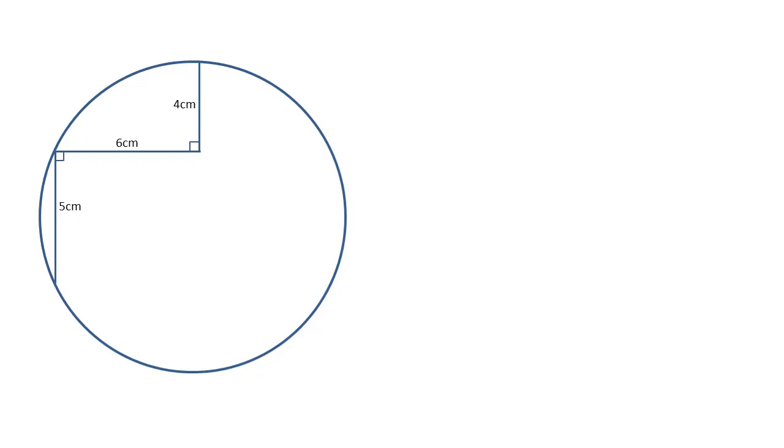So to start this, I'm going to extend that 6 centimetre line out until it reaches the circumference of the circle, and I'm going to label this length as y. Now if we were to join the end of y to the bottom of 5 like this, we can see that we've got a right angled triangle.